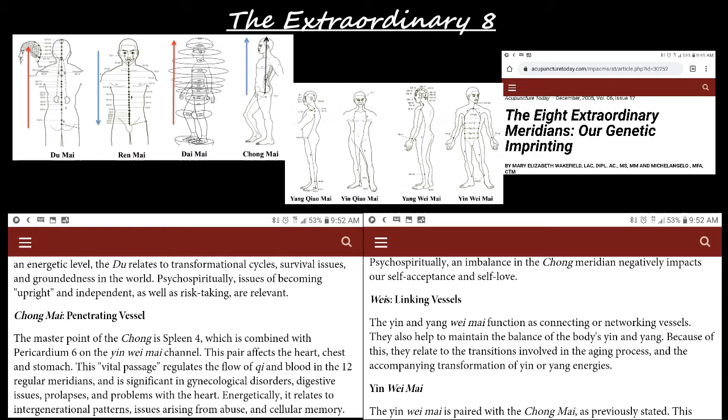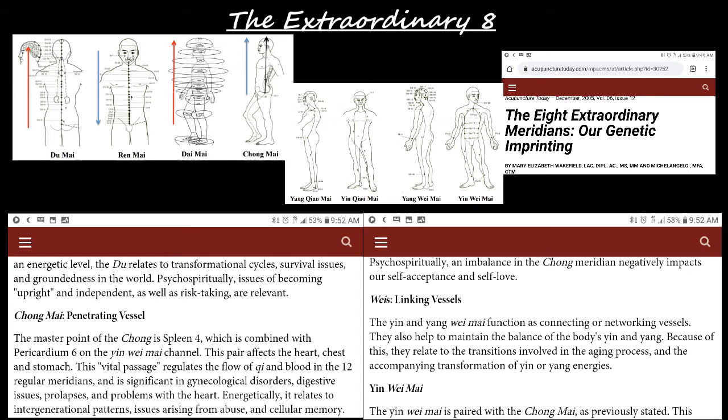It relates to intergenerational patterns, issues from abuse, cellular memory, and energetic levels. Psychospiritually, it deals with being off balance in the Chong. Psychospiritually, having an off balance Chong negatively affects your self love and worth. There you go.